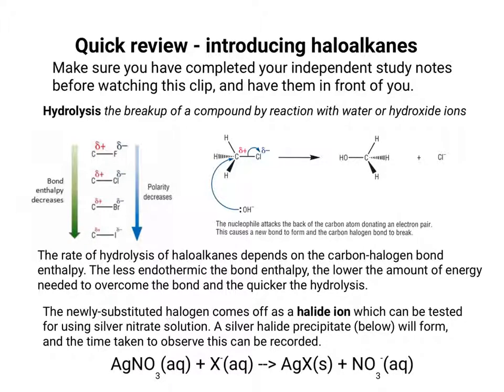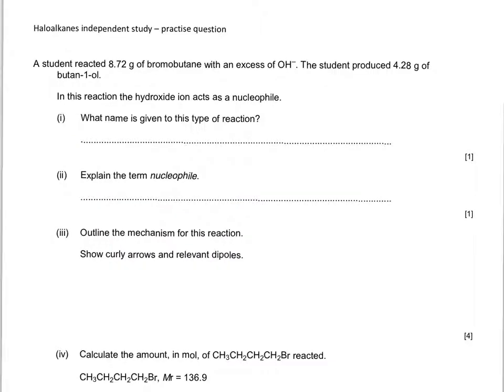Okay, so it's now time to have a go at a quick exam question. So this is a simple example of an A-level question where it has a little bit of work with haloalkanes, but also a little bit of other work on percentage yield. It's quite common to have more than one topic coming up together.